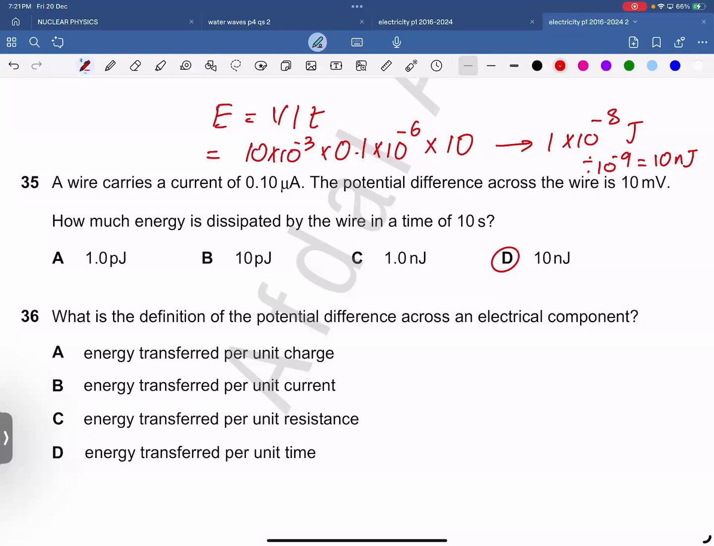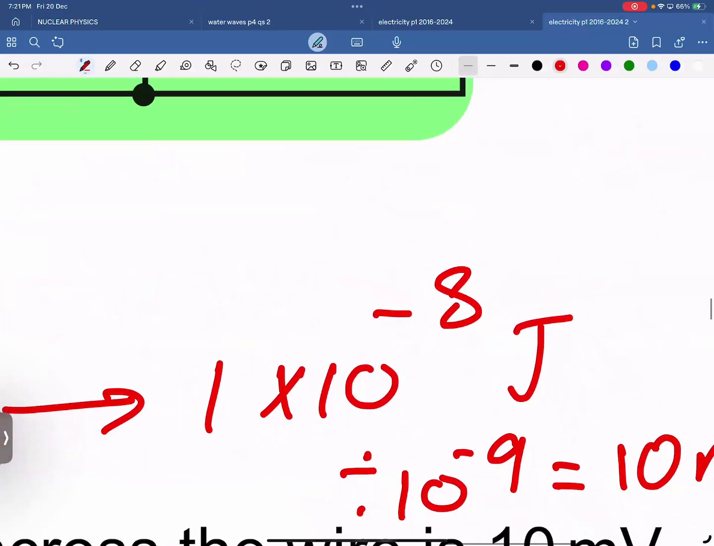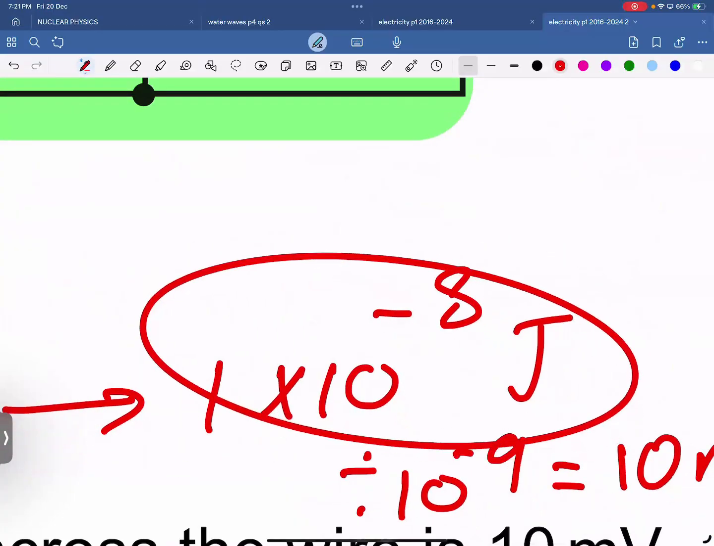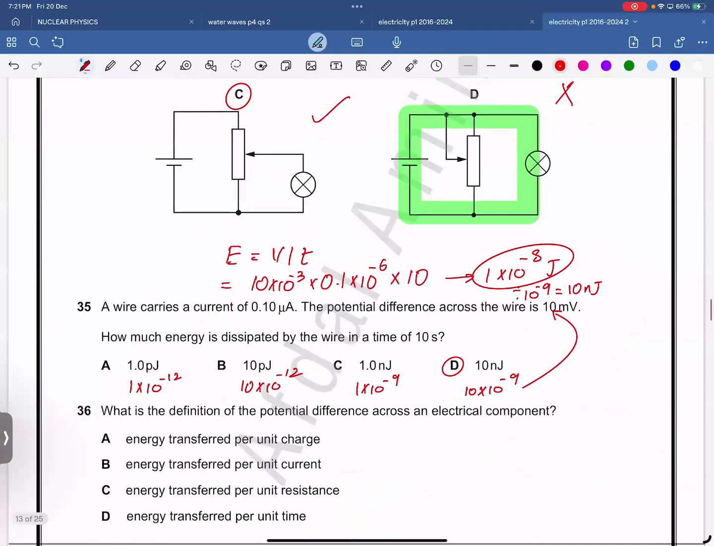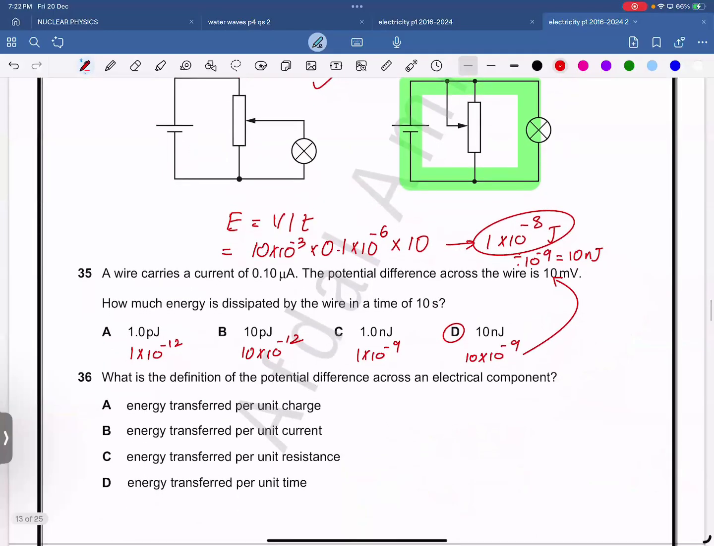Because 1 peak, you are mixing up. 1 pico means 1 into 10 power negative 12. Yes? 10 pico means 10 into 10 power negative 12. 1 nano means 1 into 10 power minus 9. 10 into 10 power minus 9. This is the same number as this. And you know what you are asking me? You are not listening to me. I am saying once you get this answer, just press E and G, it will tell you what to choose. 10 into 10 power negative 9. That is, 10 nanojoules. Option C. D, I mean.